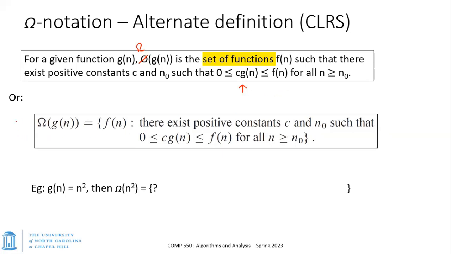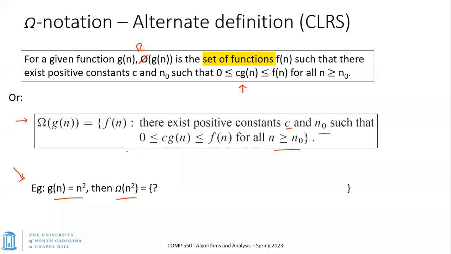Okay, and another way of saying that is that omega of g of n is equal to the set of functions f of n such that there exist positive constants c and n naught such that 0 is less than or equal to c times g of n, which is less than or equal to f of n for all n greater than n naught. Okay, so again, can people give me examples of g of n? If g of n is equal to n squared, what would be the set of functions omega of n squared?